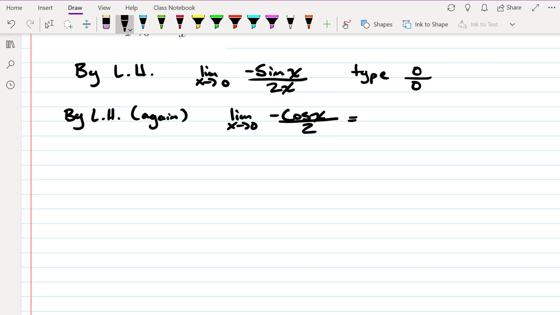So then, we finally plug in x equals 0, and the cosine of 0 is 1, so we get negative 1, and the denominator is constant. So by the evaluation theorem, we get negative 1/2.